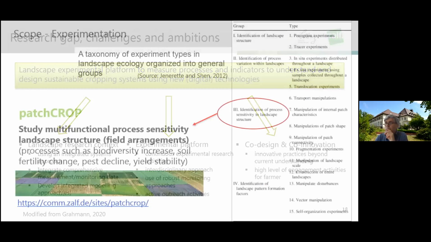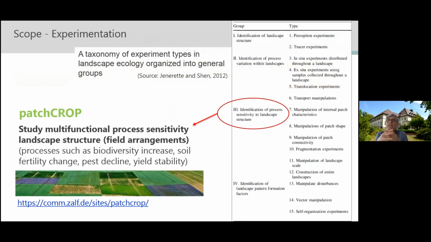Okay, so in terms of landscape experiments, you also find in the literature some attempts where people have developed a classification. And the experiment that we have set up, the patch crop experiment, would fall into a group which is called identification of process sensitivity to landscape structure. So there is a classification, and we find ourselves back in that classification, particularly by looking at processes related to not only yield, but also to other ecosystem services and biodiversity.